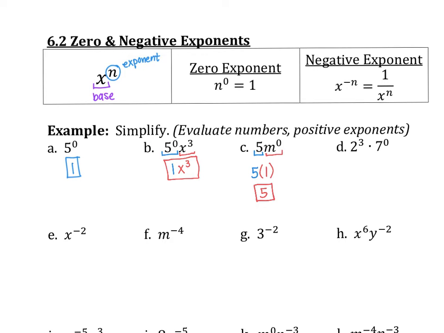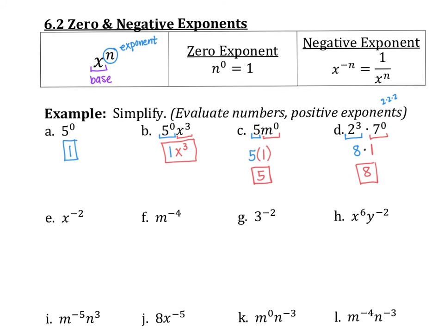Let's see. Now 2 to the third. Remember, if I do 2 to the third, I'm really doing 2 times 2 times 2. 2 times 2 is 4. 4 times 2 is 8. I'm going to bring down the multiplication dot. 7 to the 0, anything to the 0 power, 1. So I have 8 times 1, which equals 8. And I showed all the steps I need to show, and I evaluated all the numbers I need to evaluate.